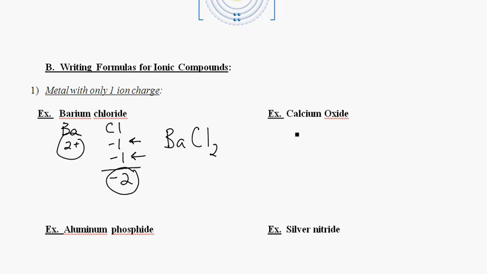Okay, we'll pick up the pace a little bit here. So calcium, you can look at your periodic table and see it has a +2 charge. Oxide has a -2 charge. Well, in this case, the charges balance out. It's a 1-to-1 ratio. So it's just going to be 1 calcium for 1 oxygen.